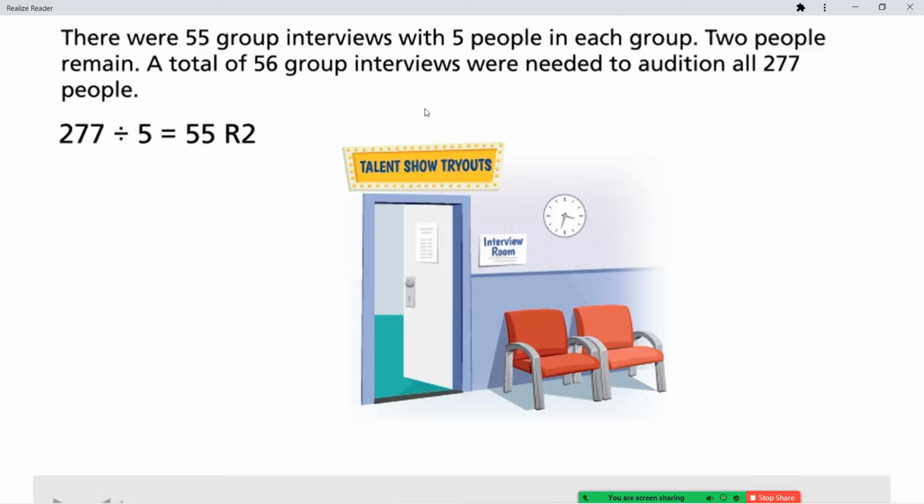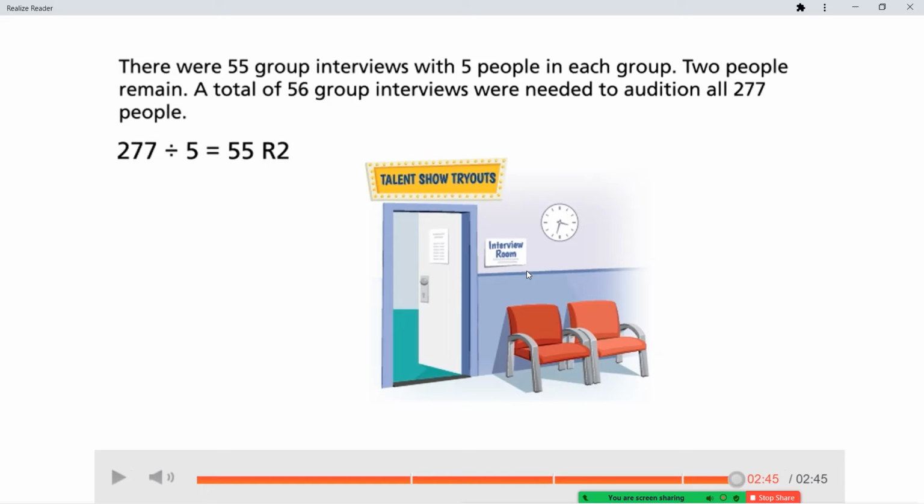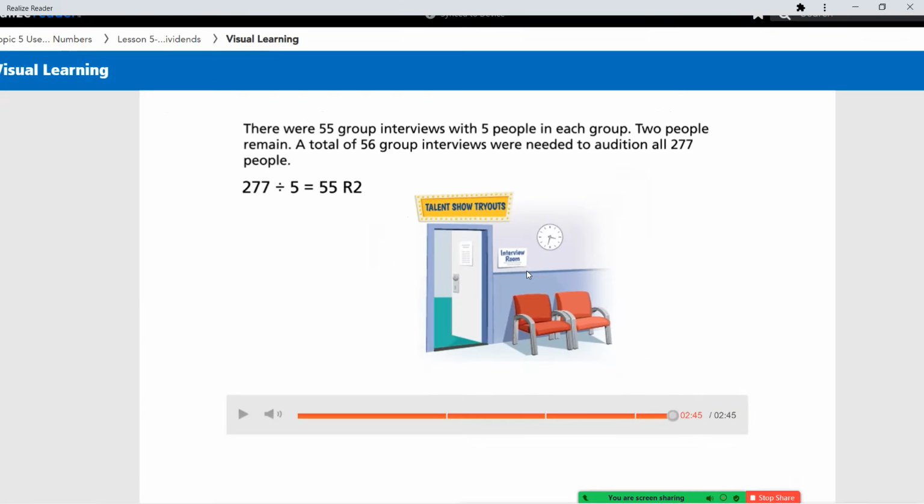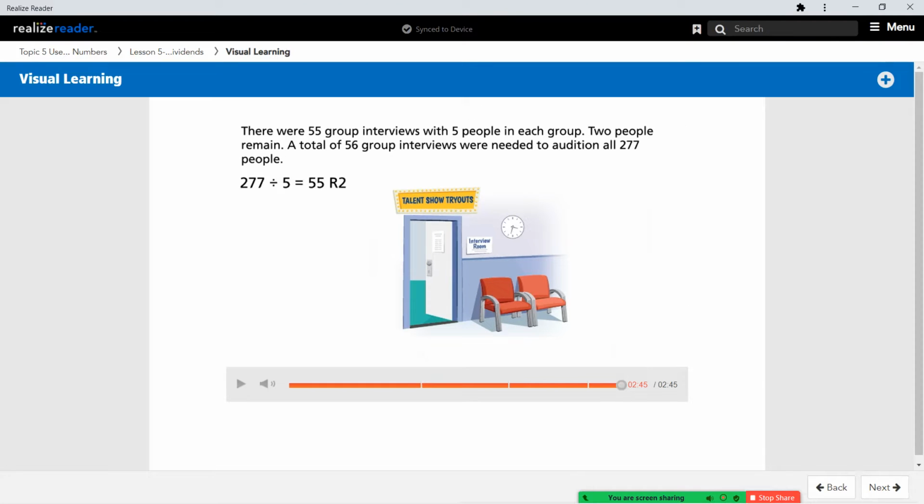Just like this, we need to interview those last group of 2 people, even though they don't fit neatly into a group of 5. So we would have 55 groups of 5 and then 1 group of 2 left over at the end. That's why it's a remainder, since it doesn't divide equally into the groups like we were working with.